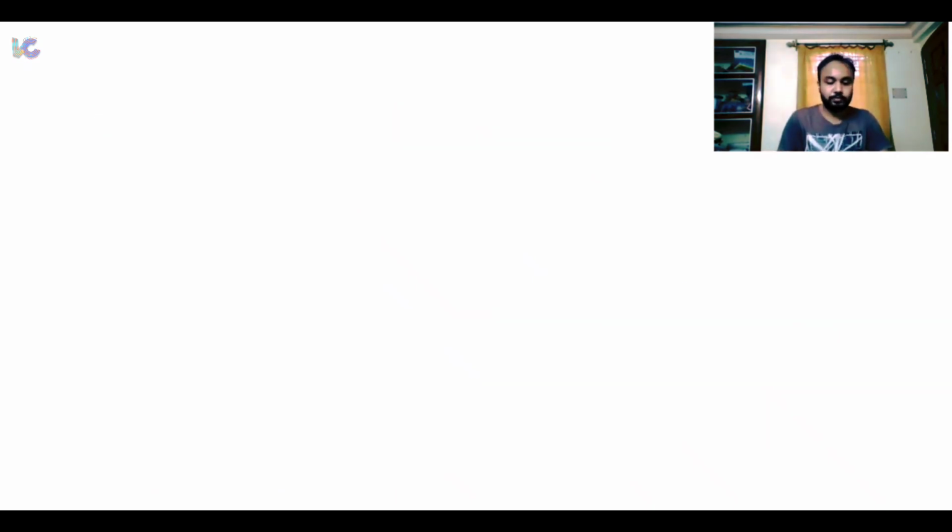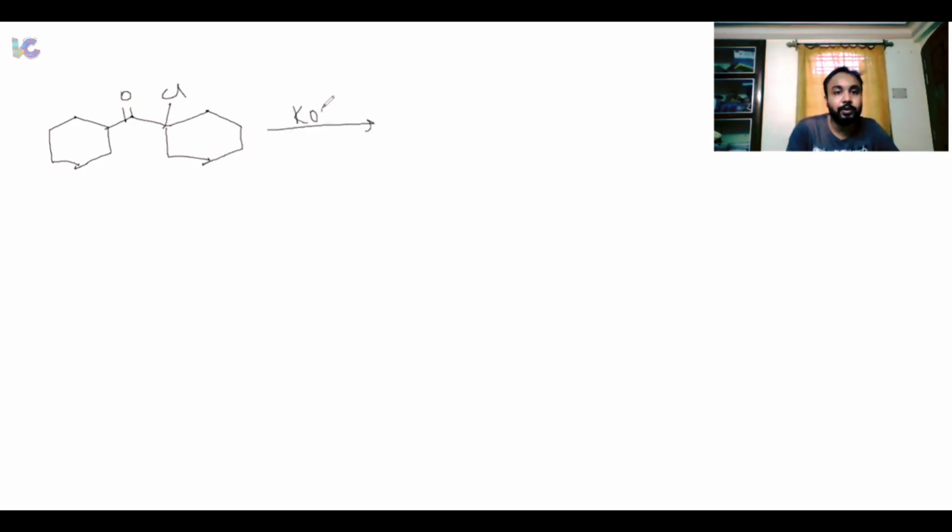Next, we'll see if you have a system like this. So we have a keto group over here, another cyclic ring, and over here a halo. So if we treat it with a base, KOH, the OH minus will abstract this proton, and it will attack here, and this will go here. So basically we are getting something like this.